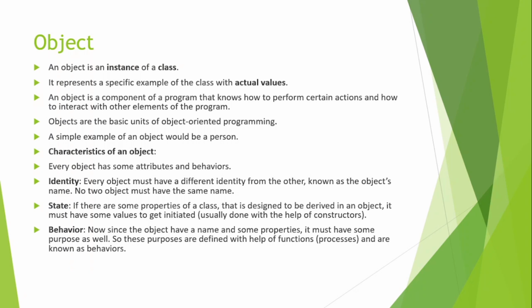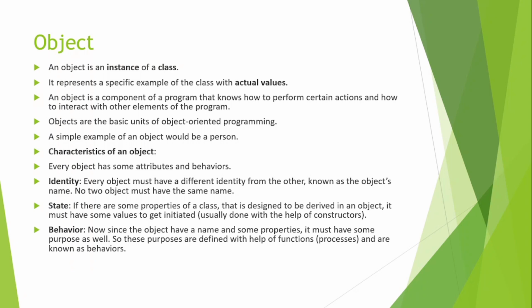Characteristics of an object. Every object has some attributes and behaviors. Identity. Each object must have a different identity from the other, known as the object's name. No two objects must have the same name.